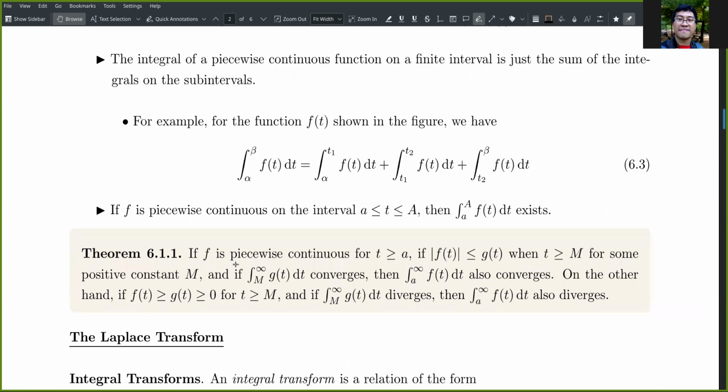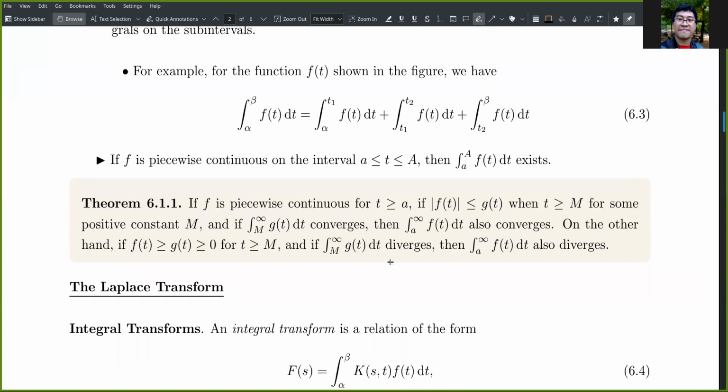A useful theorem: if f is piecewise continuous for t greater than or equal to a, and f(t) is less than g(t) for t greater than some M, then if the integral of g converges, the integral of f(t) also converges. If the integral of g diverges and if g is less than f(t), then the integral of f also diverges. We will not prove this, but we will use it later.